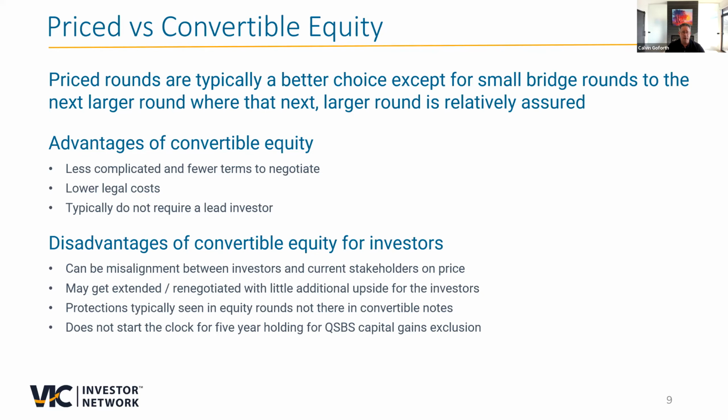But there are disadvantages for investors as well. First of all, there can be a misalignment because there is no valuation set. It's usually a discount to the future round valuation. There can be a misalignment between investors and current stakeholders on price. Furthermore, if that qualified financing event does not happen in the time frame before the maturity of the note, then those notes are typically going to be asked to get extended. And usually they're asked to be extended with little additional upside for the investors beyond the accruing interest rate in those notes.